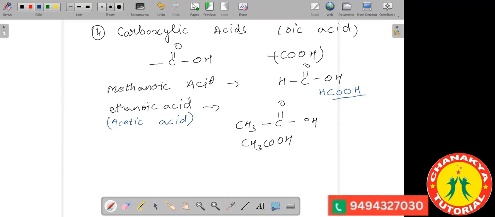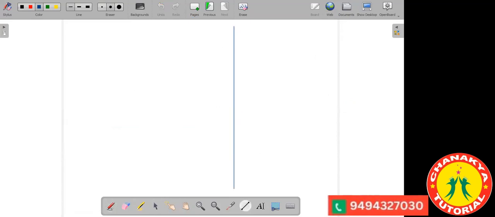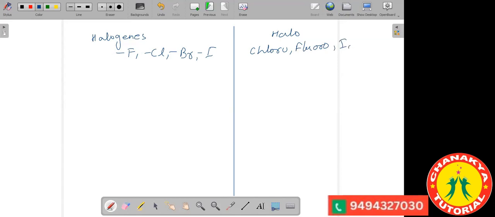Okay. So just have a quick revision of what all things we have done together. We have done halogens. They are either fluoride, chloride, bromide, or iodide. But how are they named? They are named with the word halo. That means they will be named as chloro, fluoro, iodo, bromo. Then we have done alcohols, or hydroxy group. They have the formula OH and they are named by adding OL at the end.